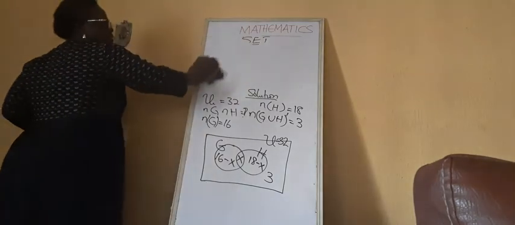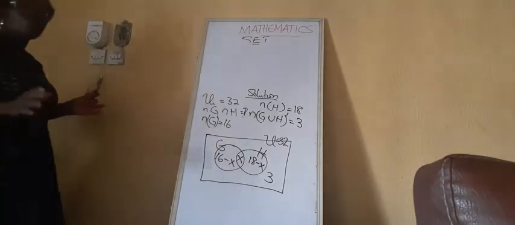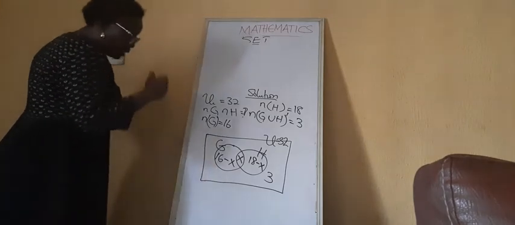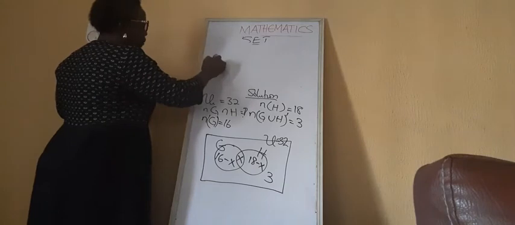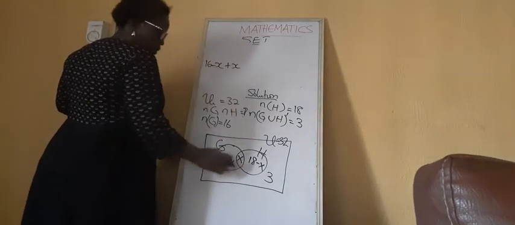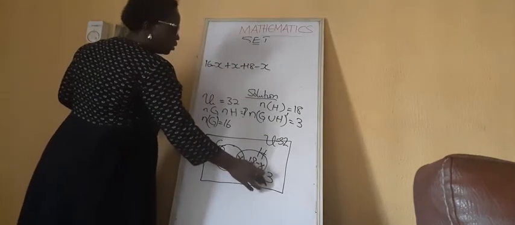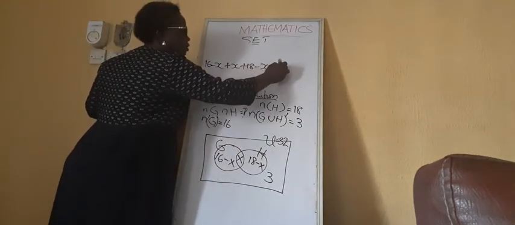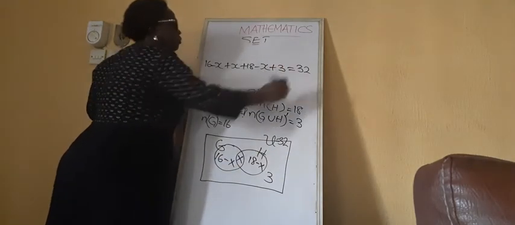Because mathematics has its own language. So let's try to interpret this. It means 16, let me write it here, 16 minus X plus X plus 18 minus X. These are the people that do not take part, plus 3. Then is equal to the universal set, which is 32.